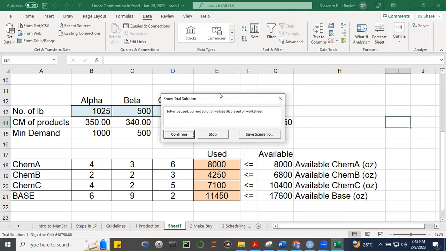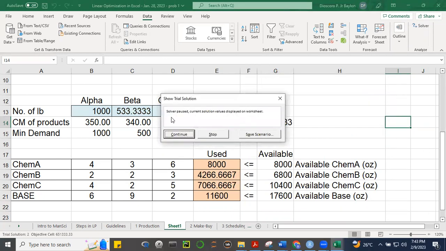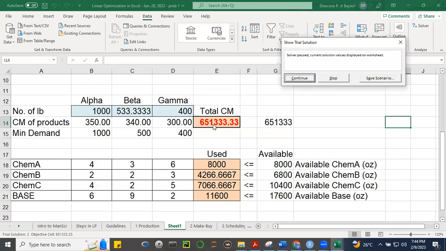Okay. So take a look at this. Solver paused. Current solution values displayed on the worksheet. So initially, Solver came up with this solution, 10, 25, 500, 400, with a contribution margin of 648,750. Okay, remember this, 648,750. And then it paused, because I said to show the iteration. So if I continue, Solver paused again. Okay, what's next? So from 648, it became 651. And you have a different solution.